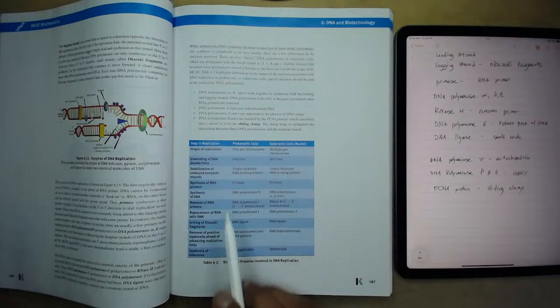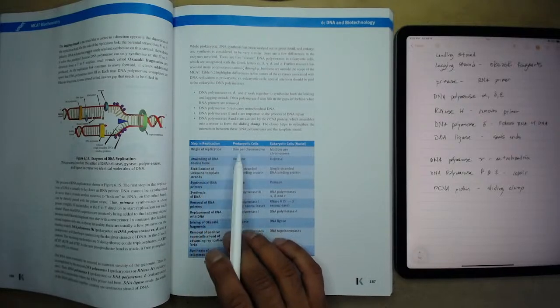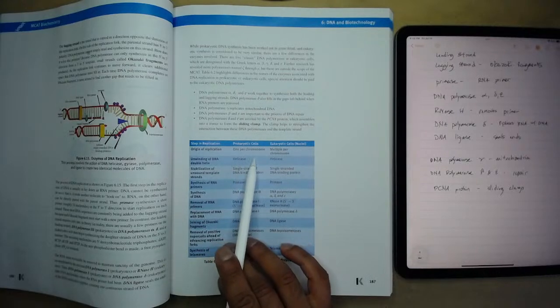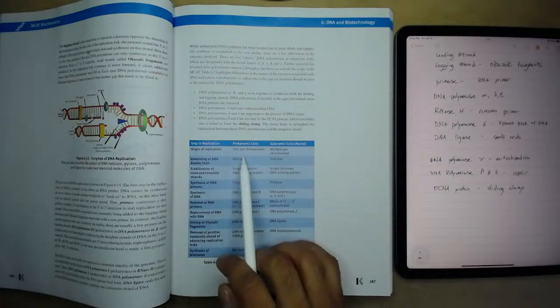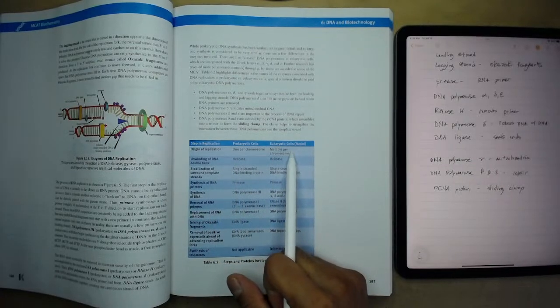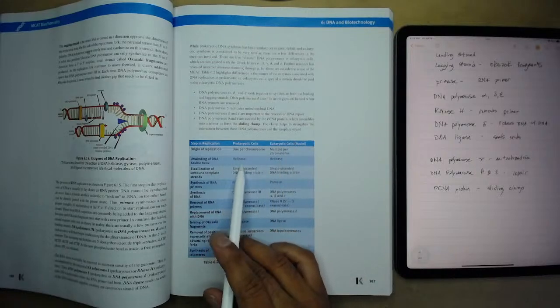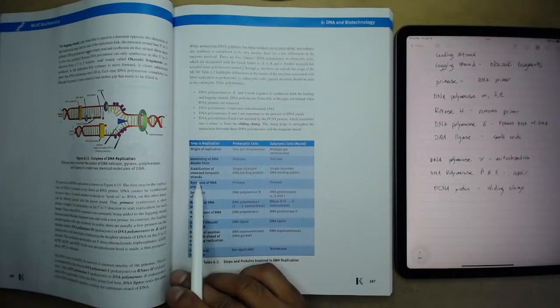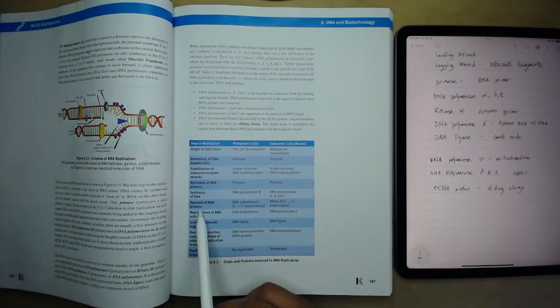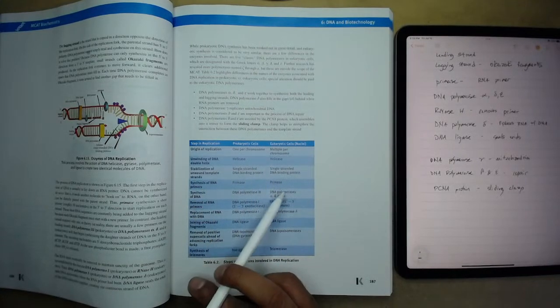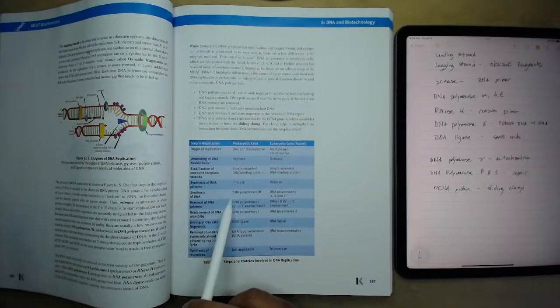And a chart with steps in replication and the differences in prokaryotic and eukaryotic cells. Origin of replication, one per chromosome, multiple in eukaryotic. Unwinding of DNA, helicase in both cases. Stabilization, single-stranded binding protein in both cases. Synthesis of primers is primase in both cases.